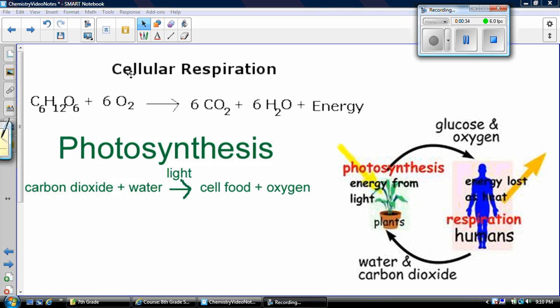Cellular respiration is the opposite of that. Sugar plus oxygen makes CO2 as our waste product. Water can be a waste product, and we create our energy. So that's why we breathe out carbon dioxide and water as a waste product, but we don't breathe out water.